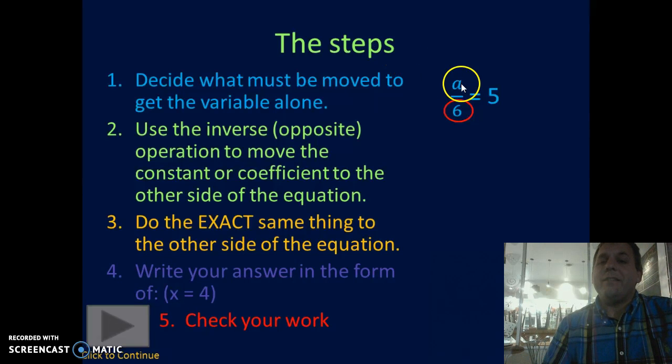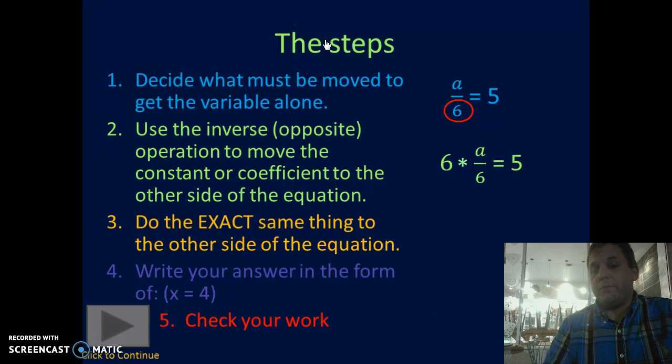Okay? And since it is a divided by 6 equals 5, we are going to use the inverse or opposite operation. What's the opposite of divide? Multiply. We're going to use the multiplication to get rid of this 6 and get the a by itself. So we multiply one side, the left side, by 6. Unfortunately, that's not enough. We have to do the exact same thing to the other side of the equation.